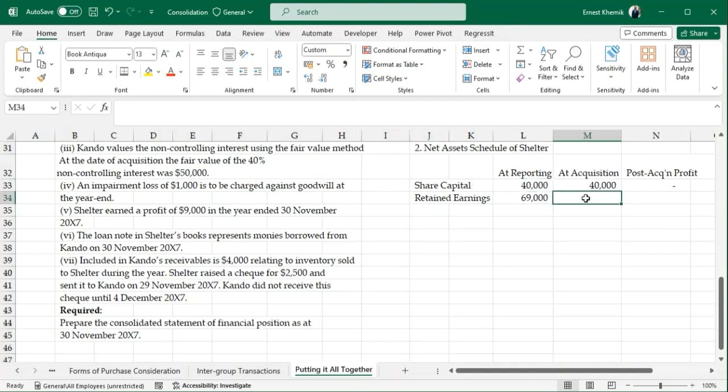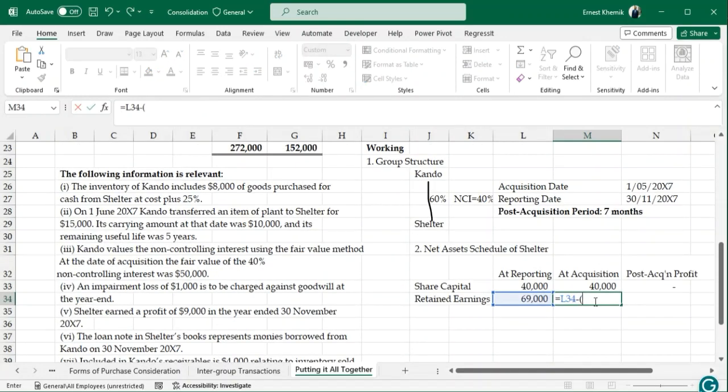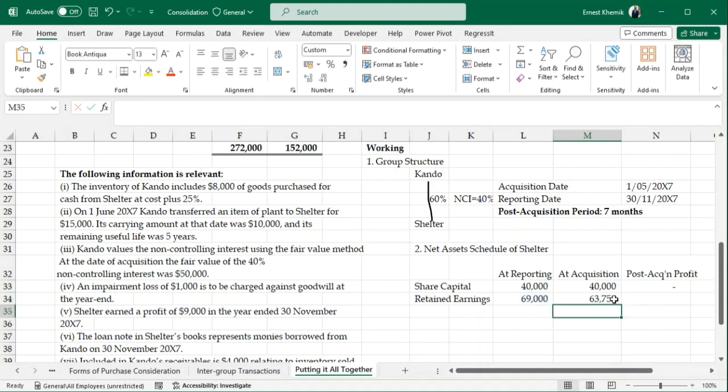Now, what is the retained earnings of the subsidiary, Shelter, at the date of acquisition? What we are doing is subtracting the amount that we have earned after acquiring the subsidiary, up to the reporting date, to be able to get the amount at the acquisition date. So this is what I mean. We will have our 69,000, and then the amount of profit we've earned, 9,000 multiplied by 7 months over 12. I'll enter, and that gives me 63,000.